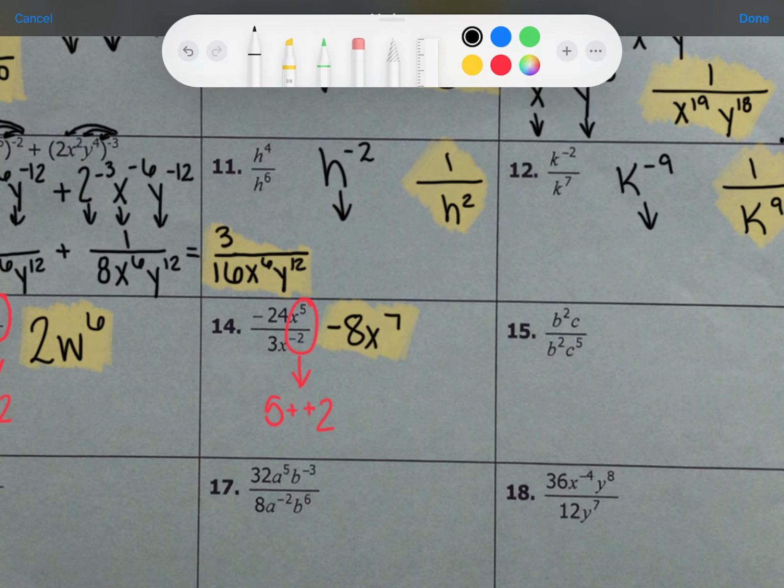All right, try number 15. Subtract those B's and subtract those C's. Remember that C on top has a 1. If you end up with any negatives, move them to the bottom.